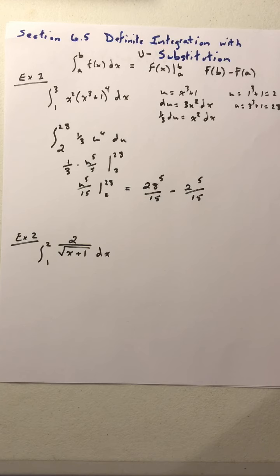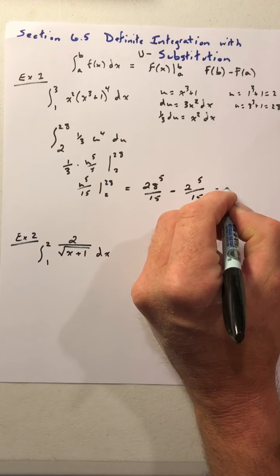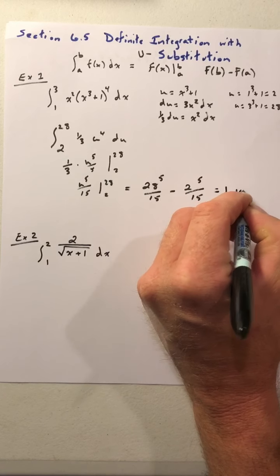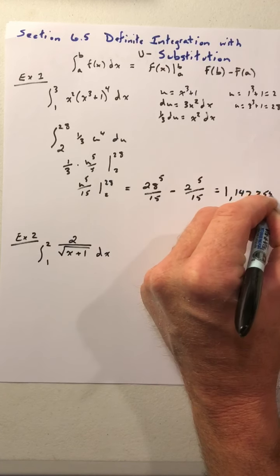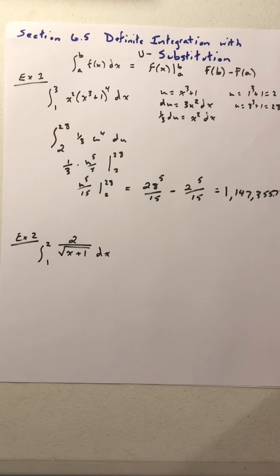I gotta put that in because I didn't check my math. 28 to the fifth divided by 15, and from that, I'm going to subtract 2 to the fifth divided by 15. And I end up with a nice, very large number. We got 1,147,355 and 733 ten-thousandths. And that would be our area there. Large area, but nonetheless something that we can do. It says we have a calculator.